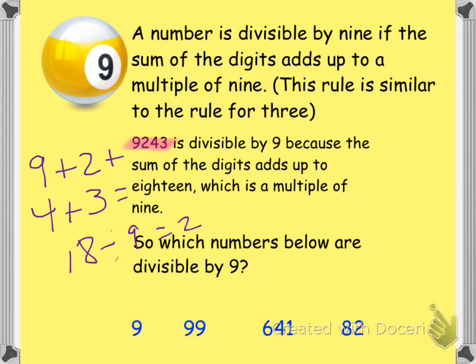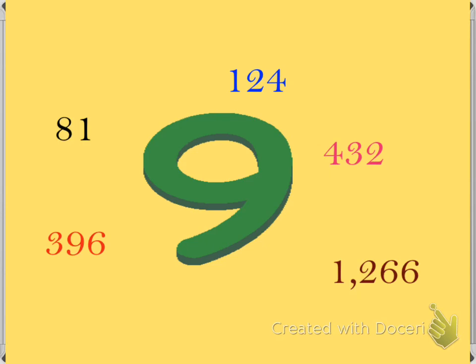If you try the ones below, add up the digits, we know this one's divisible by 9. 9 plus 9 is 18. Is 18 divisible by 9? Yep. Add these digits up, you get 11. Does not work. 8 plus 2 is 10. 9 does not go into 10, so that does not work. Pause the video and write down the following numbers that are divisible by 9.